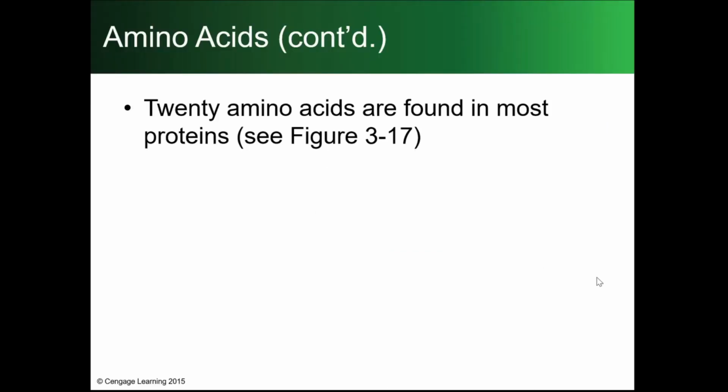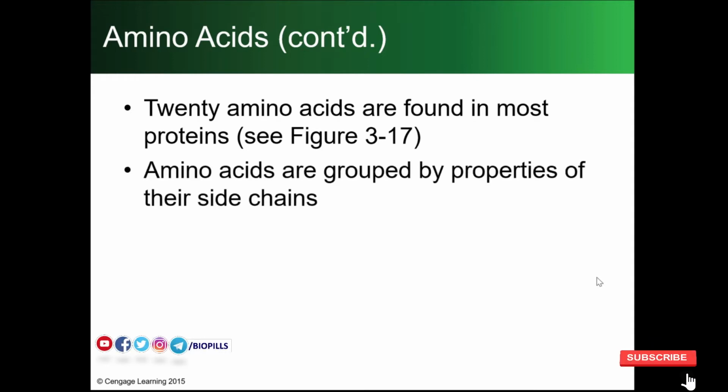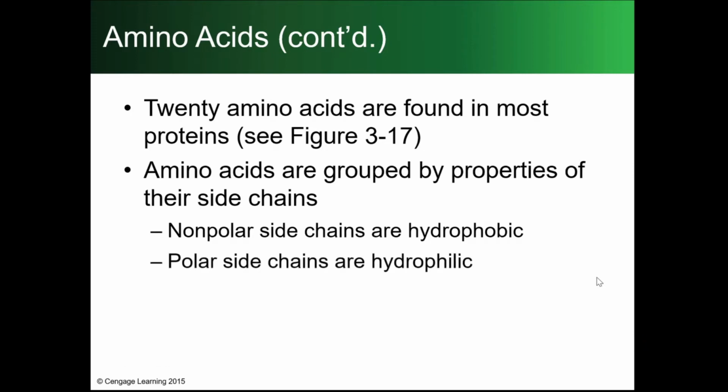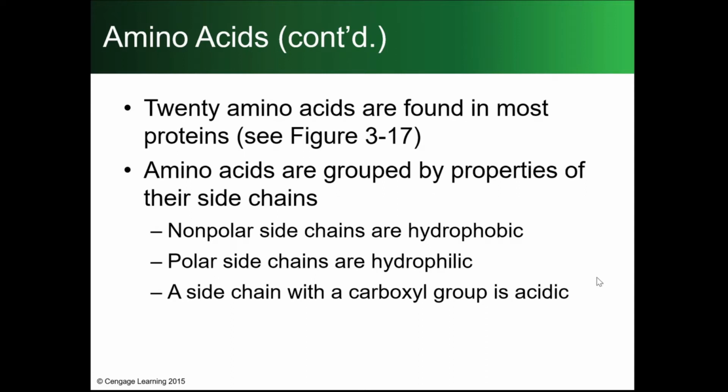We have 20 amino acids that are found in most proteins, and the amino acids are grouped by the properties of their side chains. They can be classified as either non-polar side chains that are hydrophobic, water hating, or polar side chains, which are hydrophilic. Hydrophilic means water loving. A side chain with a carboxyl group is acidic, while a side chain that accepts a hydrogen ion is basic. We will discuss this now.